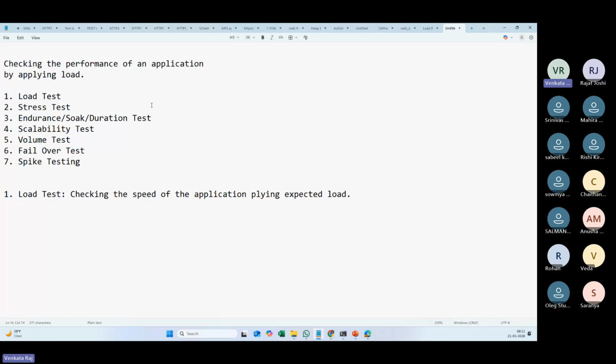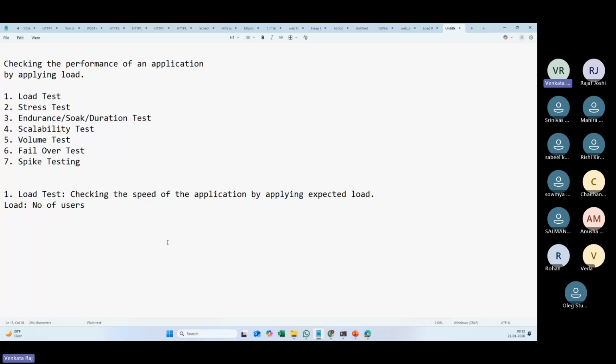What do you mean by expected load? Load is nothing but the number of users in this case. We will discuss in detail and different dimensions later on, but as of now, let's consider load is nothing but number of users. So when you want to check the speed of the application with some number of users, that is called a load test. When you run a load test, your primary goal will be to find out how fast the application is responding, how fast a user is able to navigate from one page to another page. That will be your primary criteria.